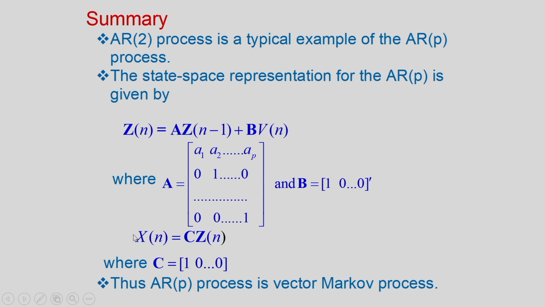Similarly, we have the observation equation. So, this data x[n] can be written as C times Z[n], where C is the row matrix. Thus, the AR(P) process is a vector Markov process, because this is first order in terms of the state variable vectors. In terms of vector, it is a first order AR process, and therefore, it is a vector Markov process.